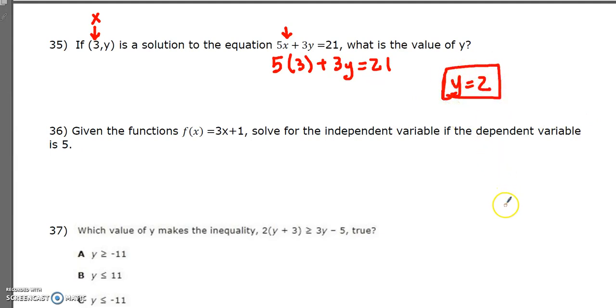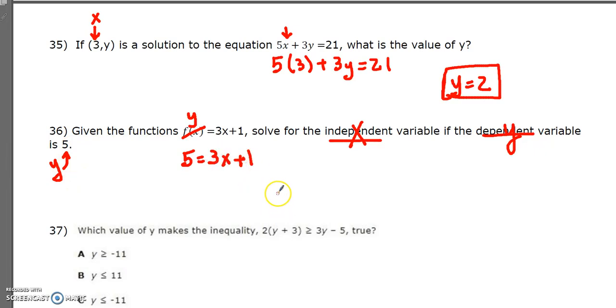Okay, let's look at number 36. It says, given the functions f of x equals 3x plus 1, solve for the independent variable if the dependent variable is 5. So independent is going to be the x, dependent is going to be the y. So if we're solving for x, given the dependent variable is 5, that means my y is 5. So again, remember the f of x, that's just a fancy way to write a y. So we're going to replace that y with 5. So I will have 5 equals 3x plus 1.